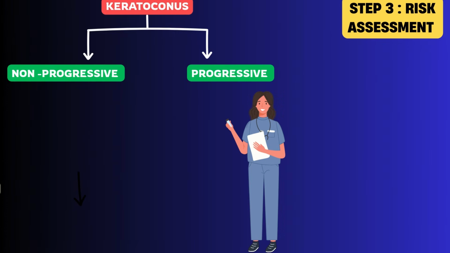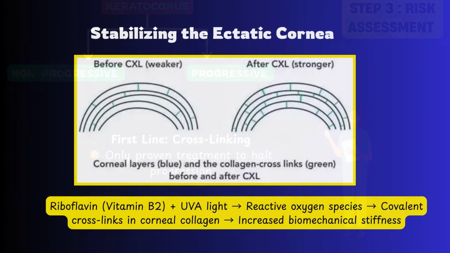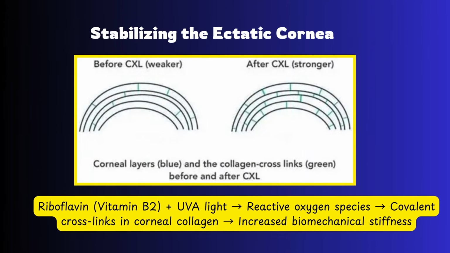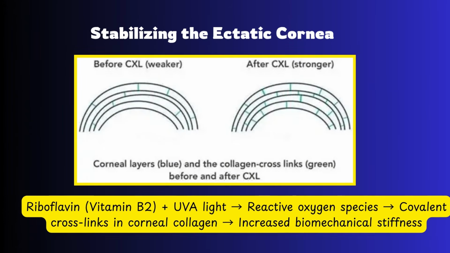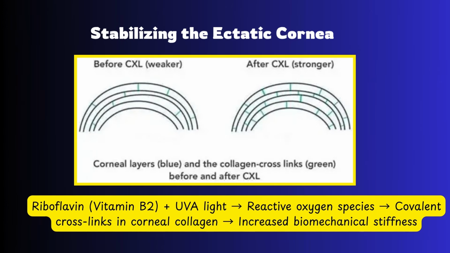What do we do once we know that our patient has progressive keratoconus? So the only proven way to halt progression is collagen cross-linking. So what is collagen cross-linking? In a simplified way, we basically apply riboflavin drops to the cornea for 30 minutes. This is done after debridement of the epithelium in the classic Dresden protocol. And after that, we shine UVA light of 370 nanometers for another 30 minutes.